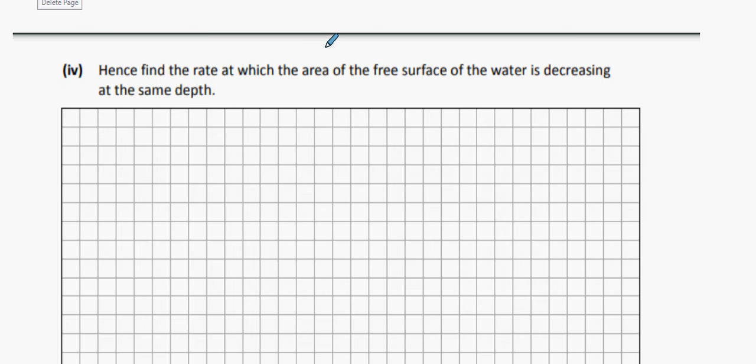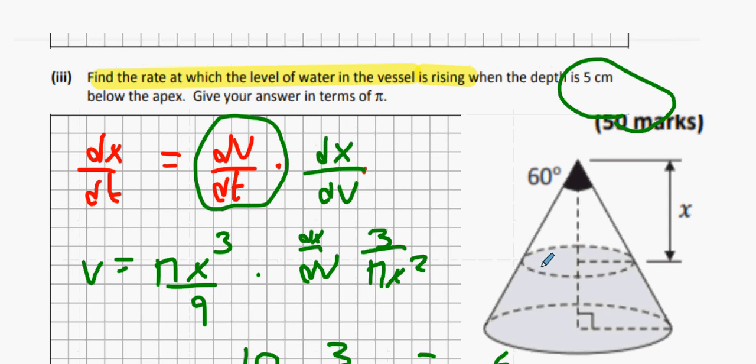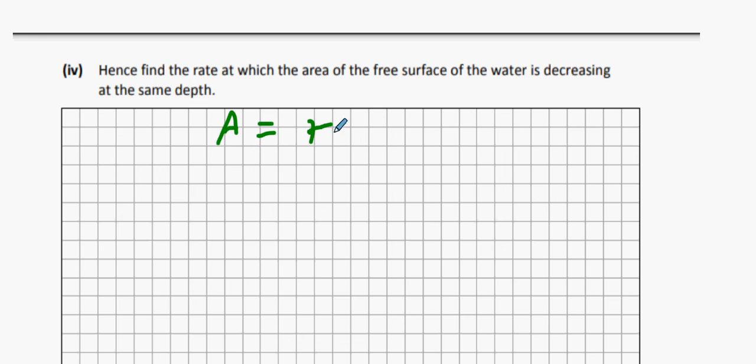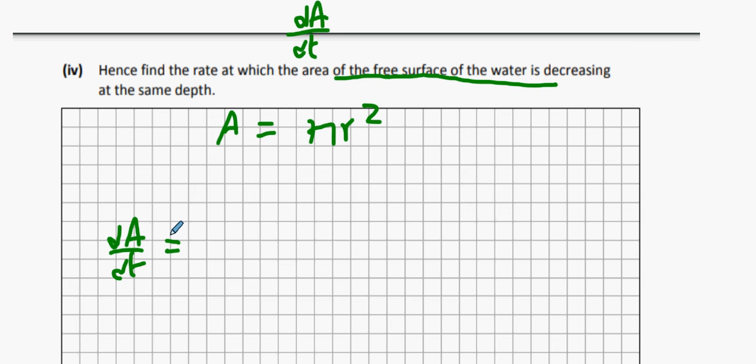Hence find the rate at which the area of the free surface. What is the area of the free surface? Looks like an area of a circle to me. Would you agree with that? Area of free surface is an area of a circle. Okay. Now, there's the area of your free surface, okay? The rate at which it's decreasing, that's dA dt, isn't it? The rate at which the area is decreasing is dA dt. So we'd say dA dt equals, now here's the tricky part. If I use dA dr, never mind. I'll finish off tomorrow, lads.